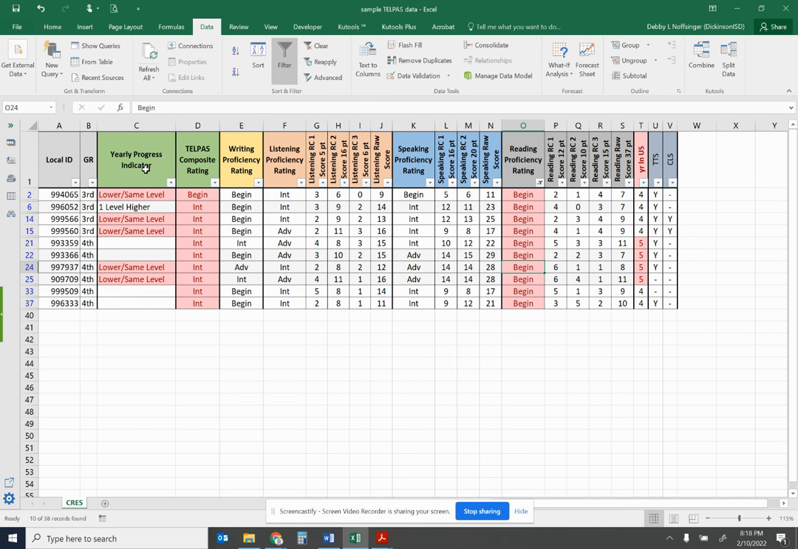Because remember, every beginning reading proficiency that is not the initial TELPAS test counts as a ding against us in RDA. Okay, and remember in RDA, we look at the students who are at beginning and intermediate who have been here for 5 or more years. So that's another thing that we have to look at.